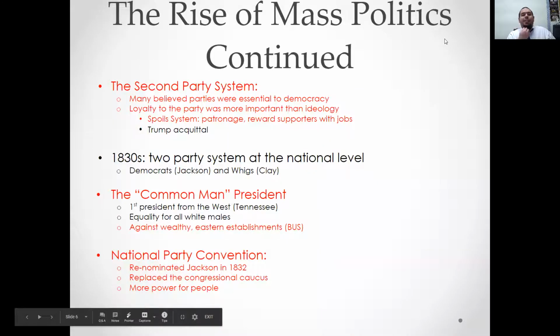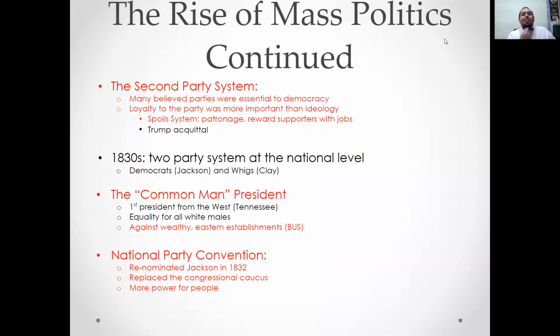All right, so the second party system. Many believed parties were essential to democracy. Loyalty to the party was more important than ideology. So you have something under Jackson called the spoils system, where, it's patronage, and he would reward supporters with government jobs. And if that doesn't sound similar to Trump being acquitted for the second time, there you go.